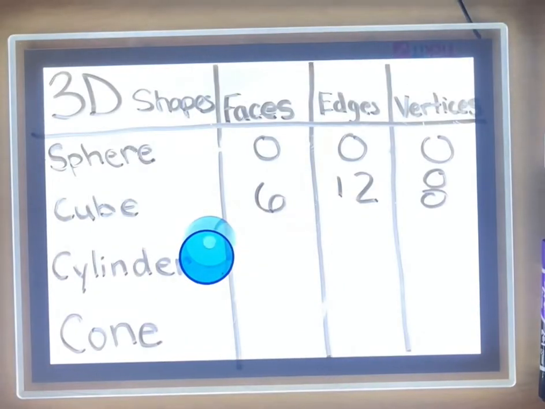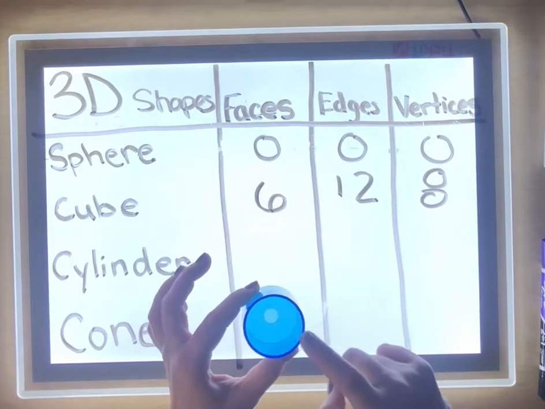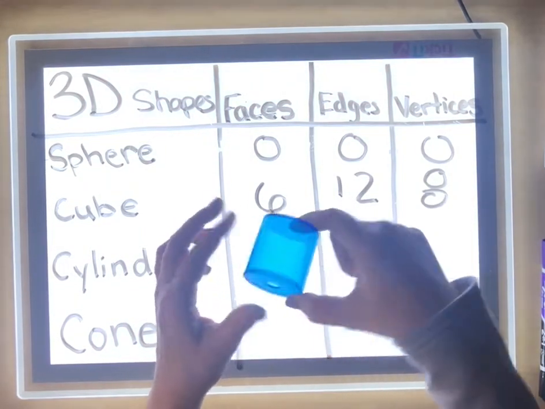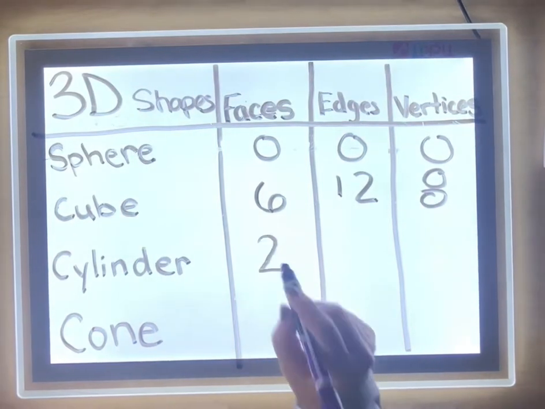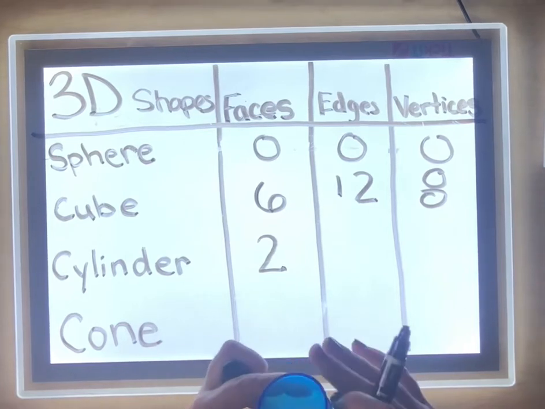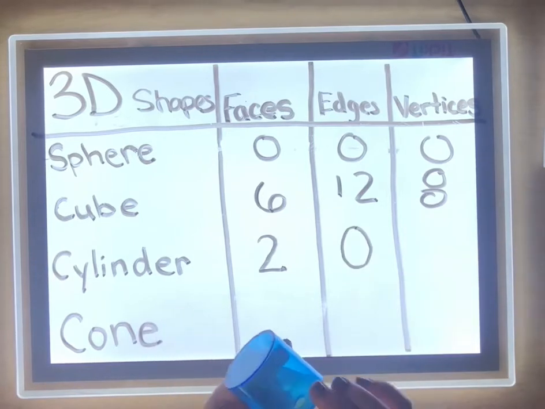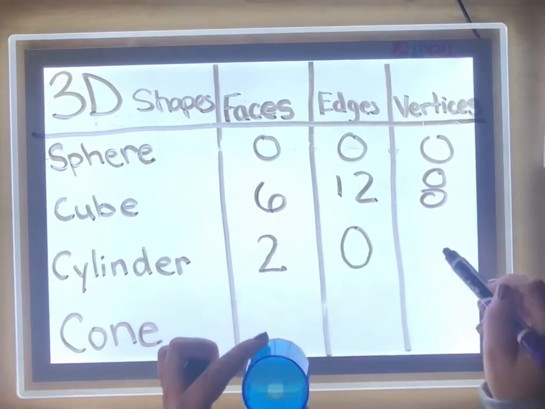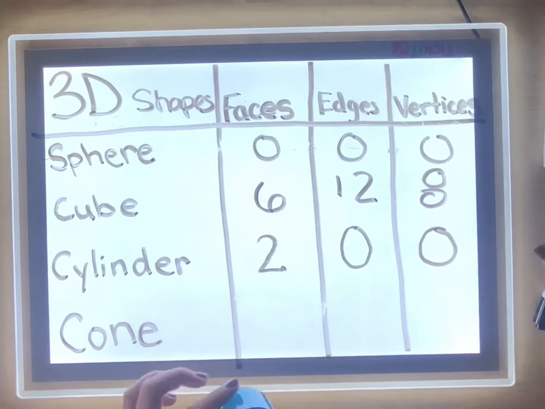Great job. Now, let's look closely again at the cylinder. Remember, we just read about the faces. How many faces does the cylinder have? 1, 2. So we're going to write 2 faces here. Does the cylinder have any edges, like the straight lines? I don't see any straight lines. These are all curvy, so no edges. What about corners or vertices, the points? Are there any points here? Nope. Just the flat faces.